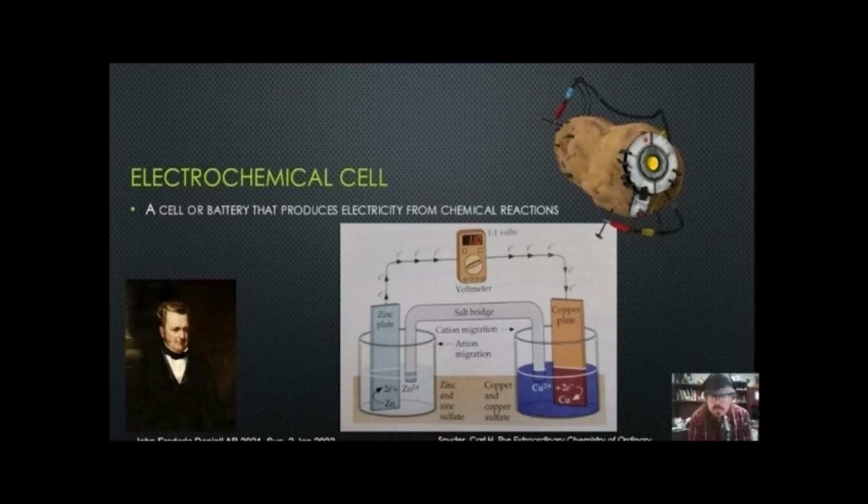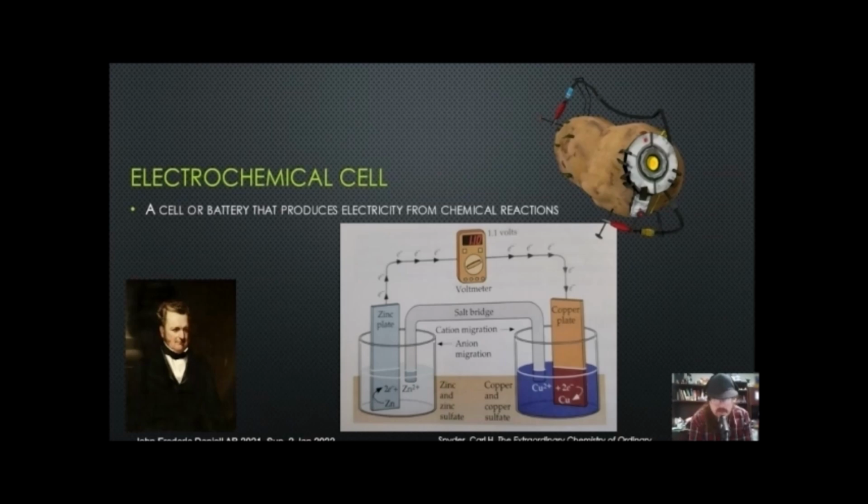Now, while this is a little bit more cumbersome than a normal battery, it still serves the exact same purpose. So what's going on here? The zinc is undergoing an oxidative process where the zinc is losing its 2 electrons to form zinc 2 plus. The copper is undergoing a reductive process where its copper 2 plus is gaining 2 electrons and forming solid copper.